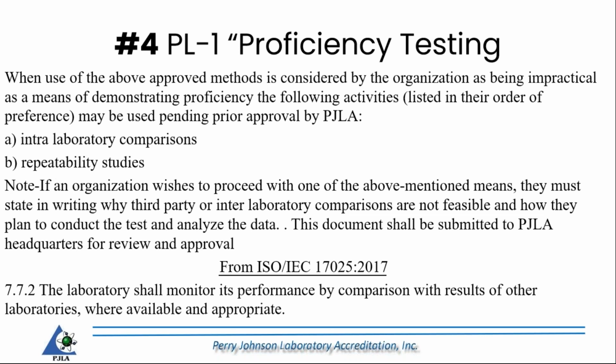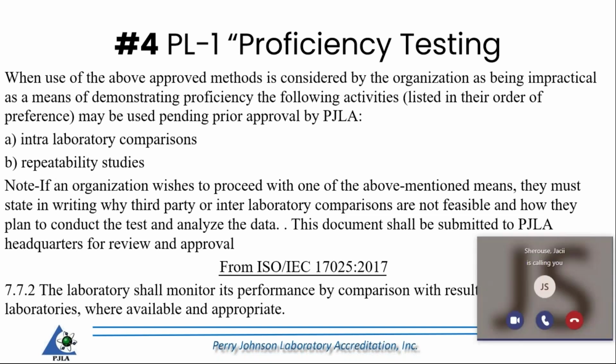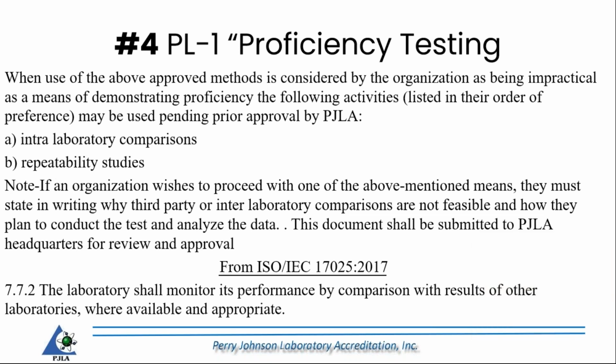Okay, let's go through the caliper example. There's plenty of third-party providers out there, and there's really no reason why an organization should not be able to do a third-party or an interlab comparison. So again, that needs to be approved. An organization needs to state why interlab or third party is not feasible, and then how the intra-lab or repeatability study would be completed and analyzed in a meaningful way. And this document should be submitted to PJLA headquarters.